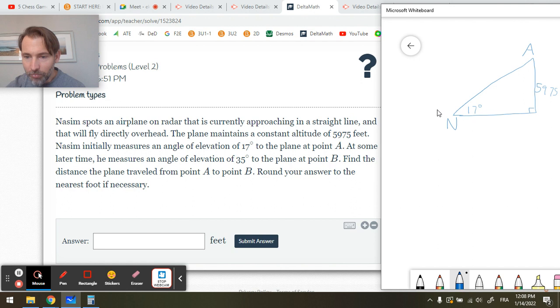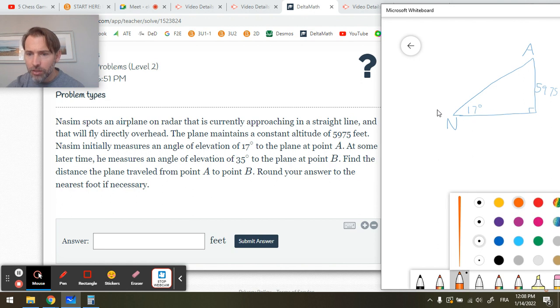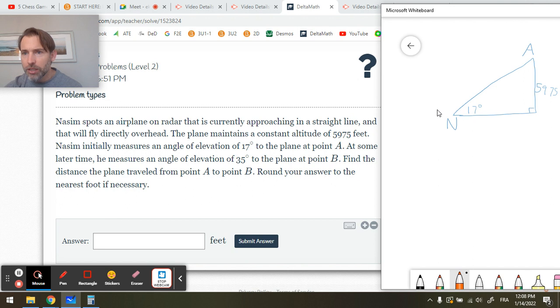All right, and now the plane flies overhead. So I change colors because that helps me draw it a little bit better. Constant altitude, so this comes over here. Let's put it there. And then this is down to Nassim. I like to make sure I'm being clear that this is the angle that I'm measuring as 35 degrees. Okay, that's this information there. To the plane at point B. Okay, the height of the plane is still 5,975. This is still 5,975. That's this side of the plane. So that's this side of the triangle.